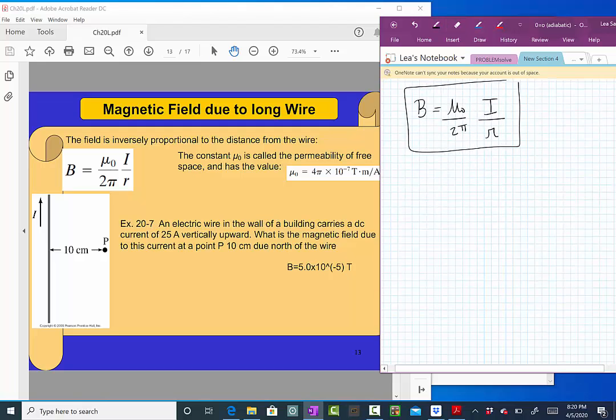So what is the problem here? We have a wire carrying current. This current is going up. We know that it's going to create a magnetic field all around. So what is the direction of this magnetic field? You can do this as an exercise. Well, it's going to be encircling this wire.